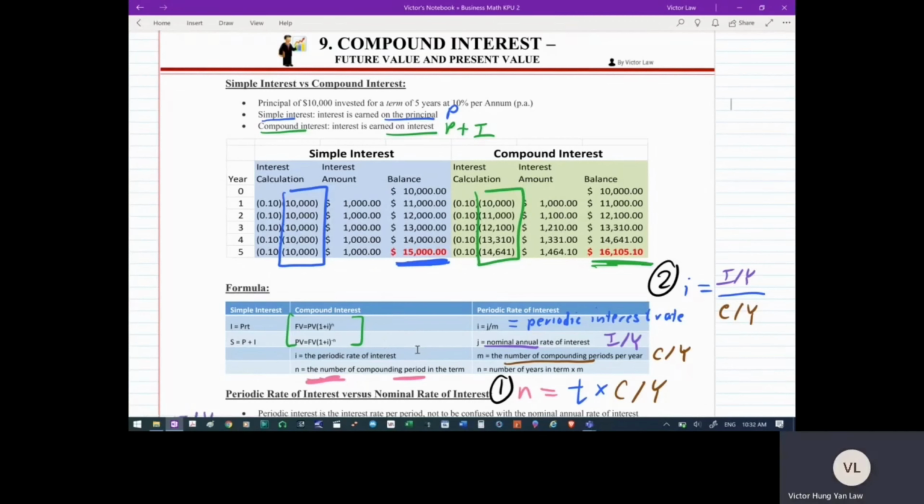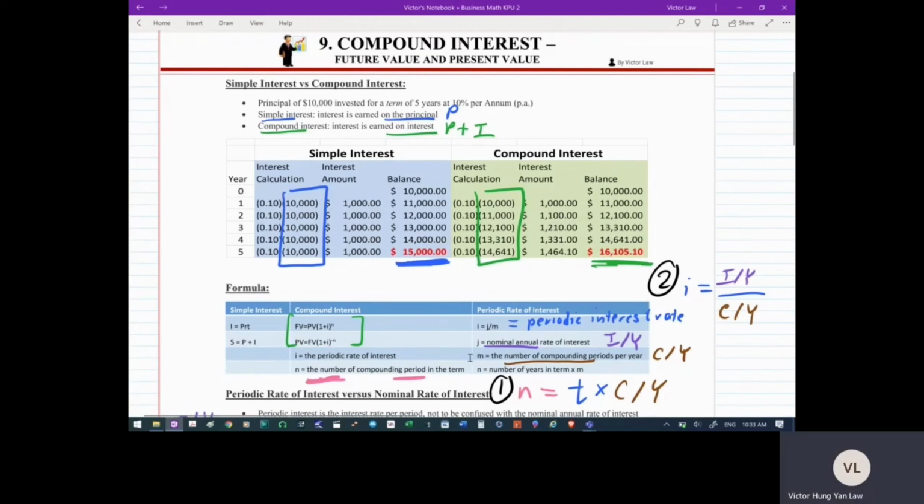And there is some terminology that you need to know. The first terminology is I. I stands for periodic interest rate. So that's your interest rate for each period. And I equals J over M. So I is your periodic rate, and I equals J over M. J is your nominal interest rate, and on the financial calculator, which I'll show you in a moment, nominal interest rate is denoted as I/Y. J is your nominal interest rate, and on the financial calculator, that's I/Y.